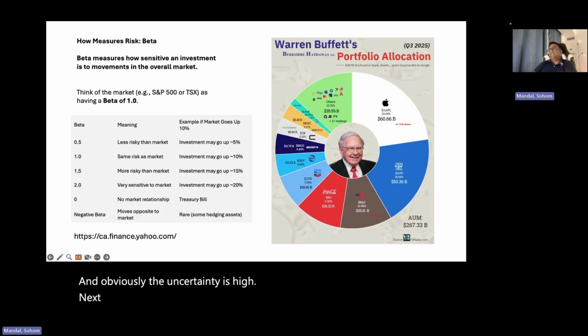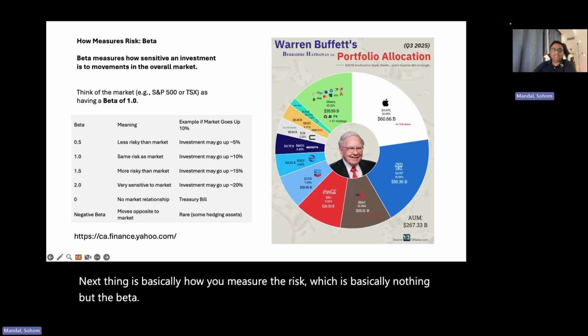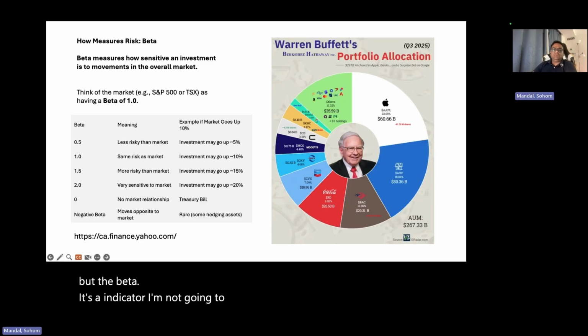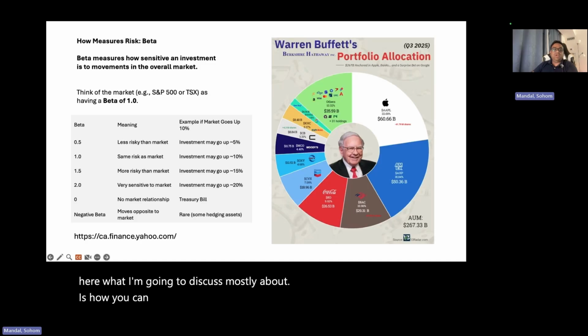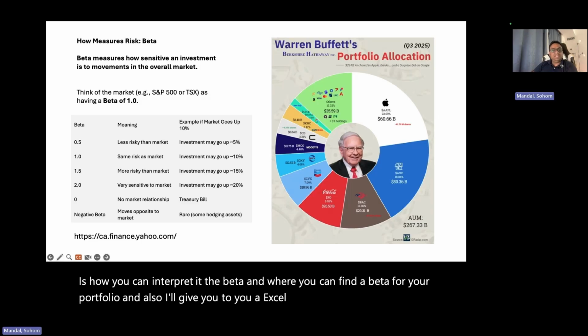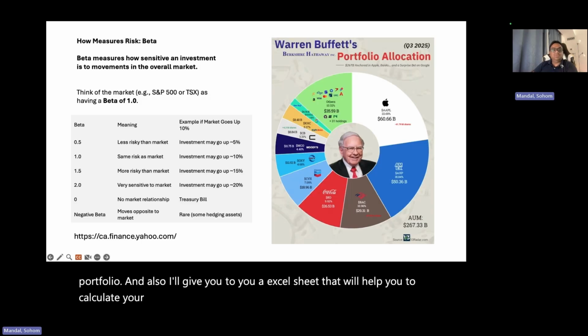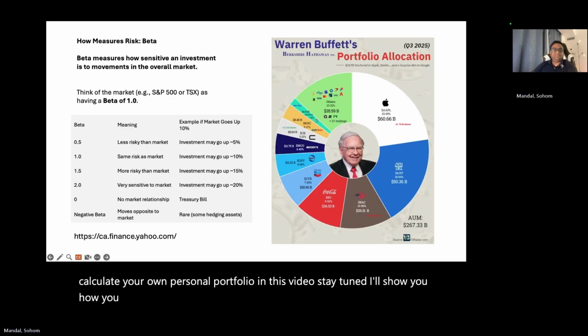Next thing is how you measure the risk, which is nothing but the beta. It's an indicator. I'm not going to discuss that much about what beta is here. What I'm going to discuss mostly is how you can interpret the beta and where you can find the beta for your portfolio. I'll also give you an Excel sheet that will help you calculate your own personal portfolio. In this video, stay tuned. I'll show you how you can do it.